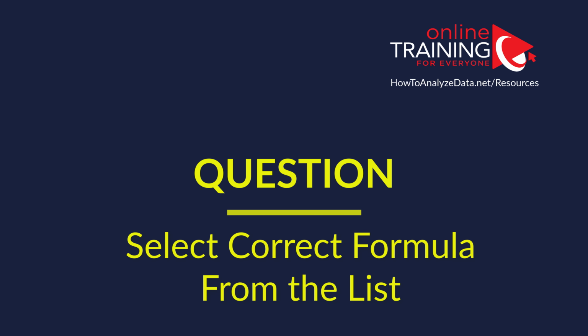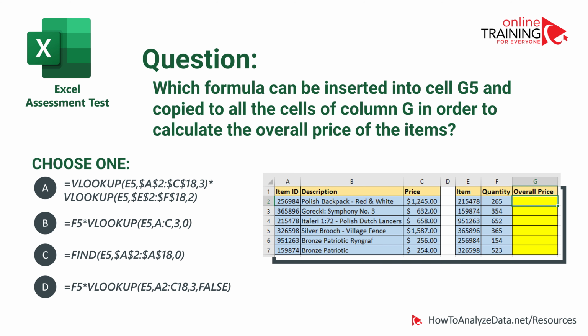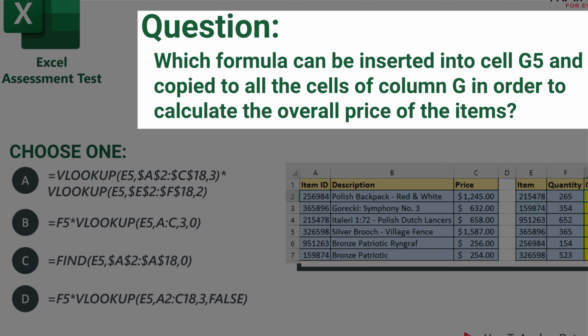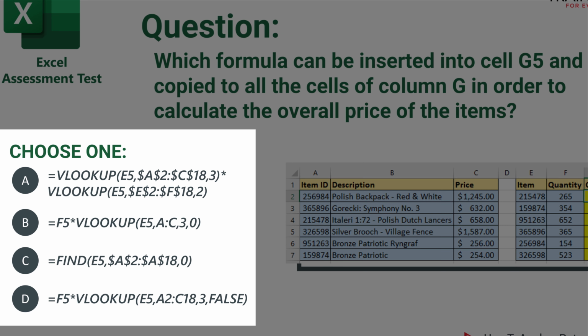Now let's look at the tricky question you frequently see as part of the Excel assessment test. Which Excel test is without VLOOKUP, right? Which formula can be inserted into cell G5 and copied to all the cells of column G in order to calculate the overall price of the items? We have 4 choices here.